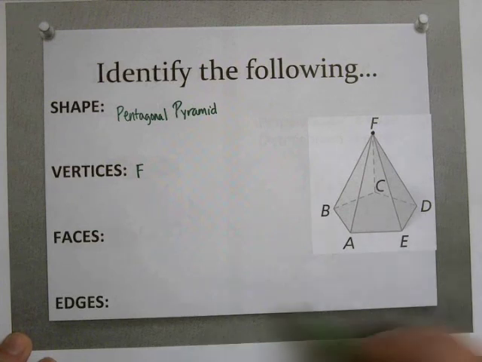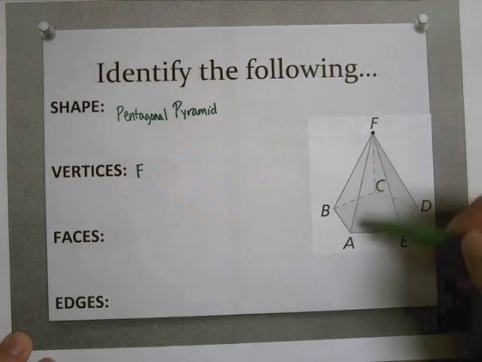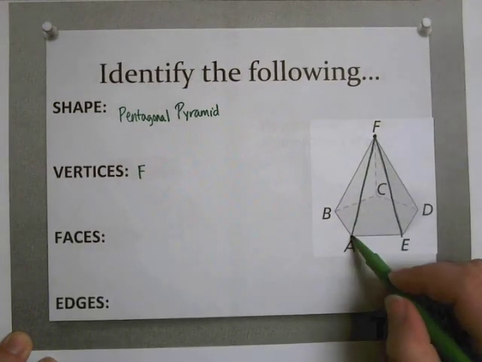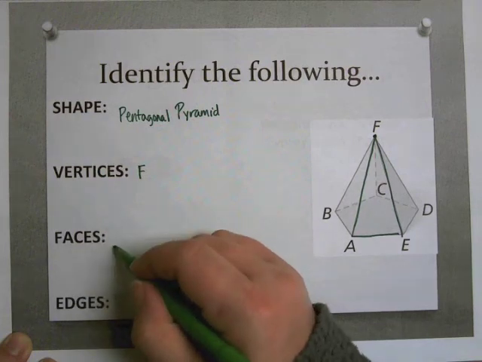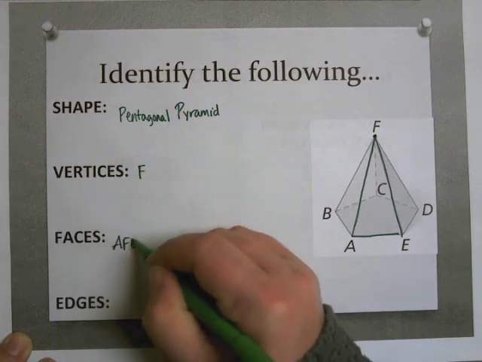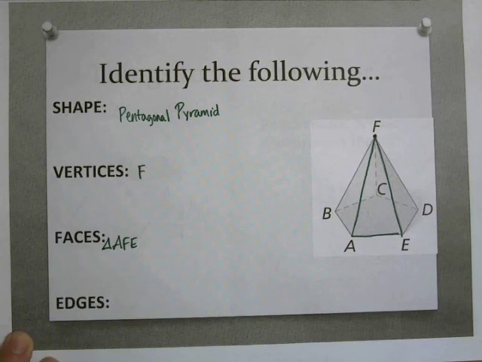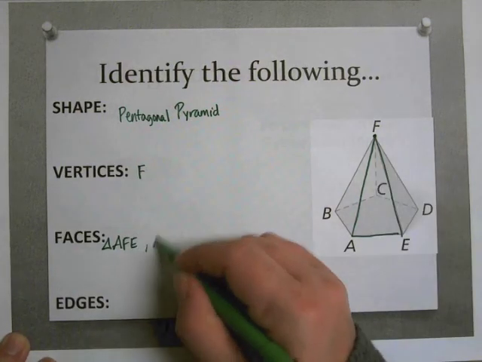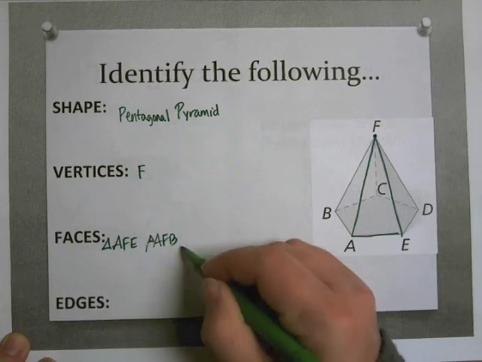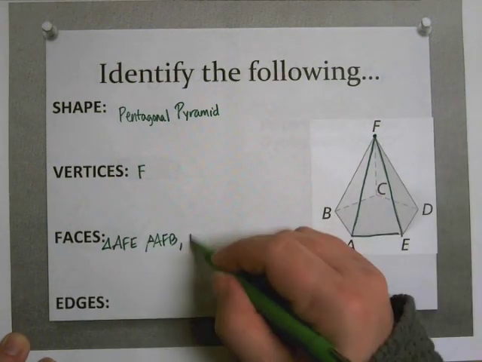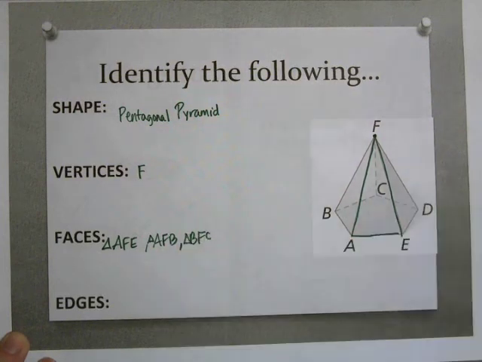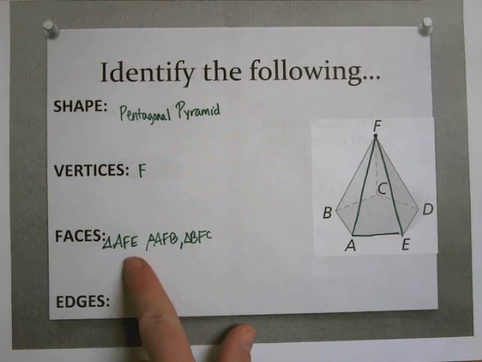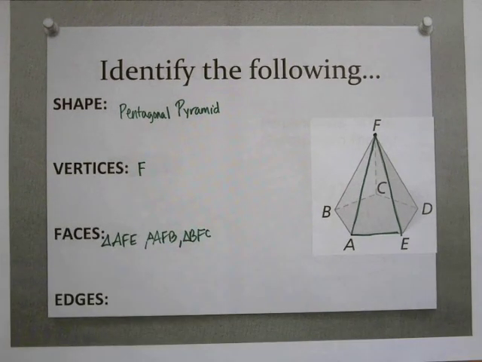Our faces, well, we have faces here. Here's one right in front. So we name that triangle AFE. I'm going to go ahead and put a triangle in front of it because I know that it is a triangle. Then we've got another triangle, AFB. Then we've got another triangle back here, BFC. Notice, in the triangles, all of them have F as a vertex.